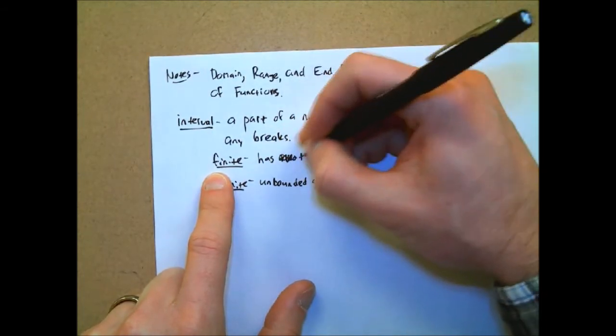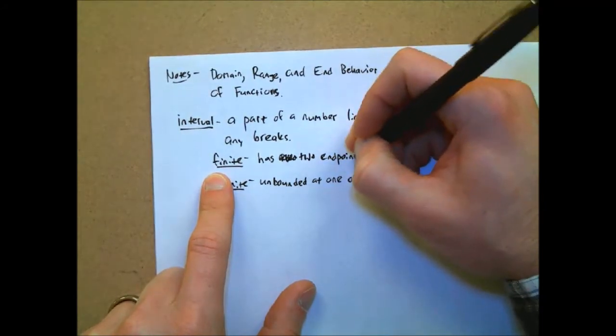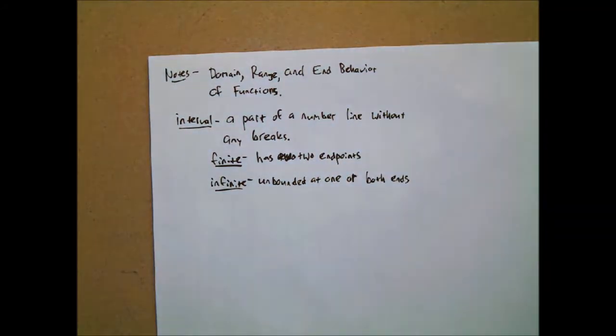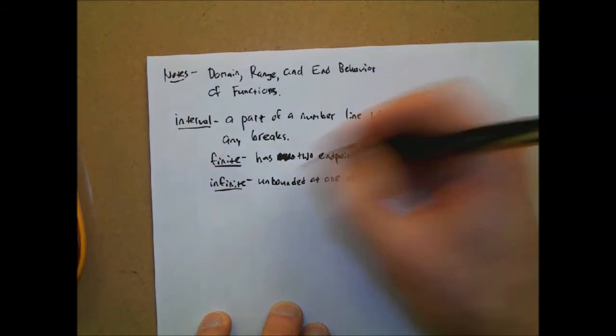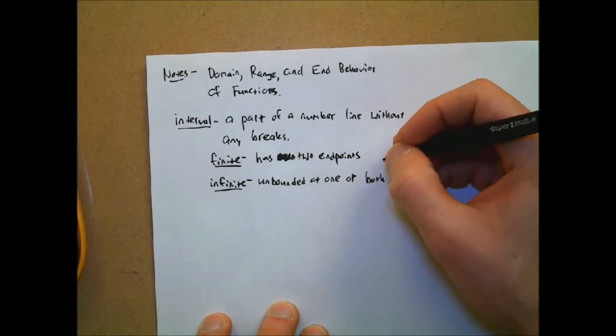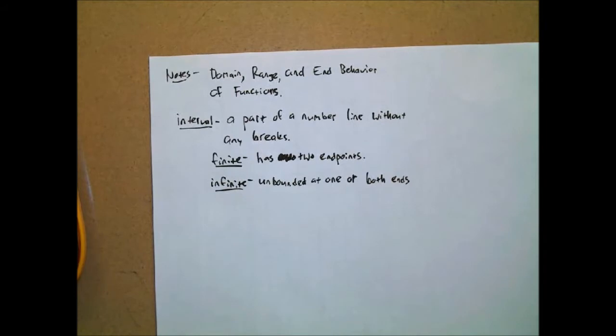And also, if you can't read my handwriting, please say so, and I'll tell you what it is. My apologies. These markers don't always write the best. Anyway, it has two endpoints, and those endpoints may or may not be included in the interval. You might include the endpoint, you might not include the endpoint. Let's take a look at some examples.